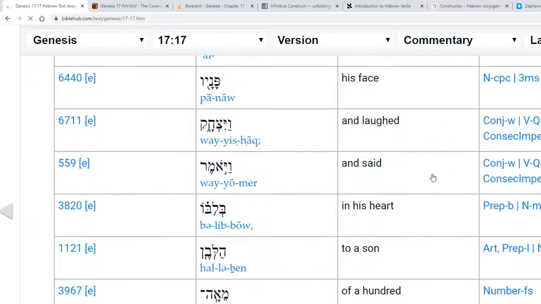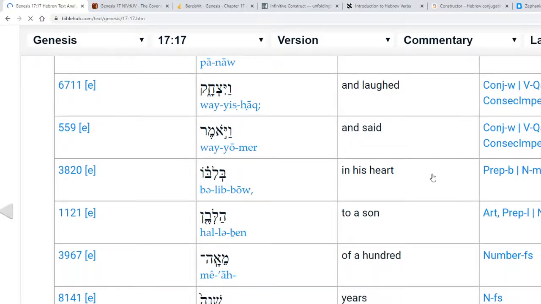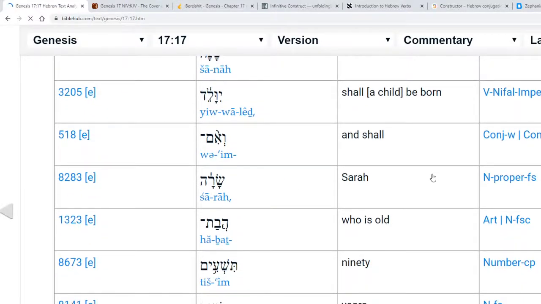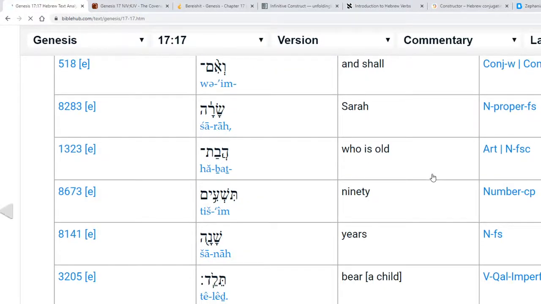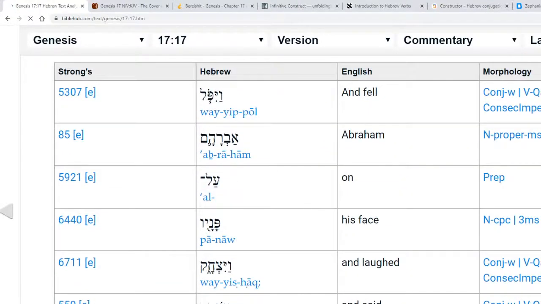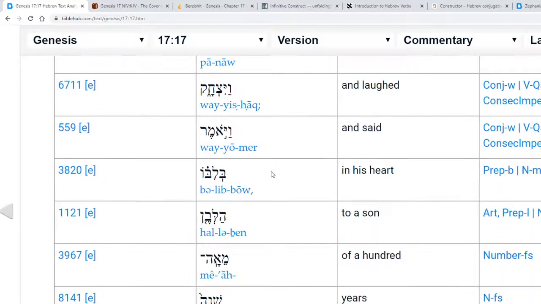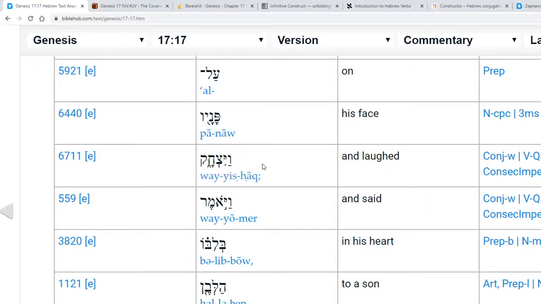Vayipol Avraham al panav, vayitzchak vayomer belibo hal ben mea shana yivaled ve'im Sarah habat tish'in shana teled. Okay. So Vayipol Avraham al panav, we had that several verses before: and he fell, Avraham fell on his face. Vayitzchak. So conjunctive vav, the root is tzadik chet kof, which means to laugh, right? And he laughed, by Yitzchak. It's in the imperfect, getting flipped by the vav, and you'll notice because that will be his name, Isaac. It's Yitzchak, right? He will laugh, so he laughed.